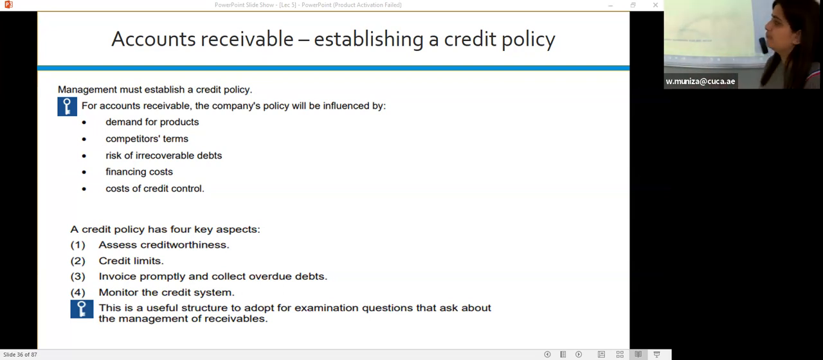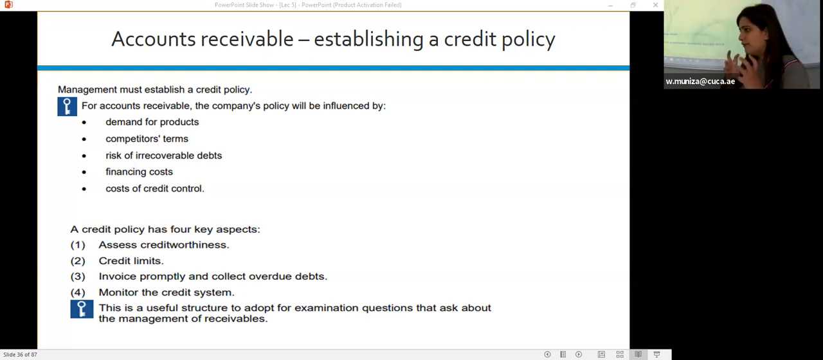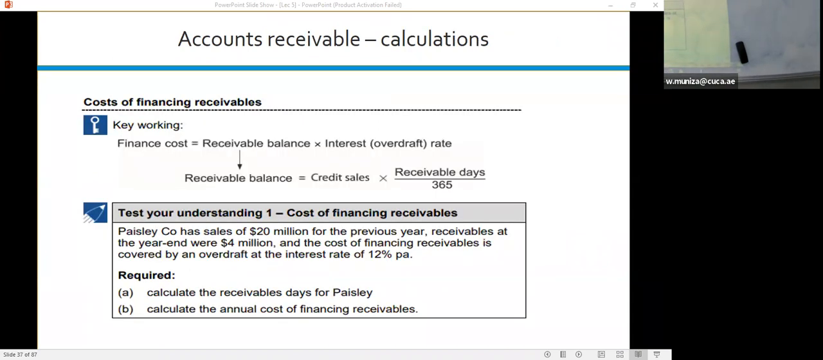So anyhow, how efficient the person is to pay back the debts is assessing credit worthiness, and credit limits, how much credit limits are present for the specific person from the statement of accounts. We are going to see invoice promptly and collect overdue debts. We have to read the statement of accounts carefully, and we have to invoice in a prompt manner. We should not be delaying, and we need to collect overdue debts and monitor the credit systems. We need to keep in mind that when the debts are going to be overdue, their chances of collection do become lesser.